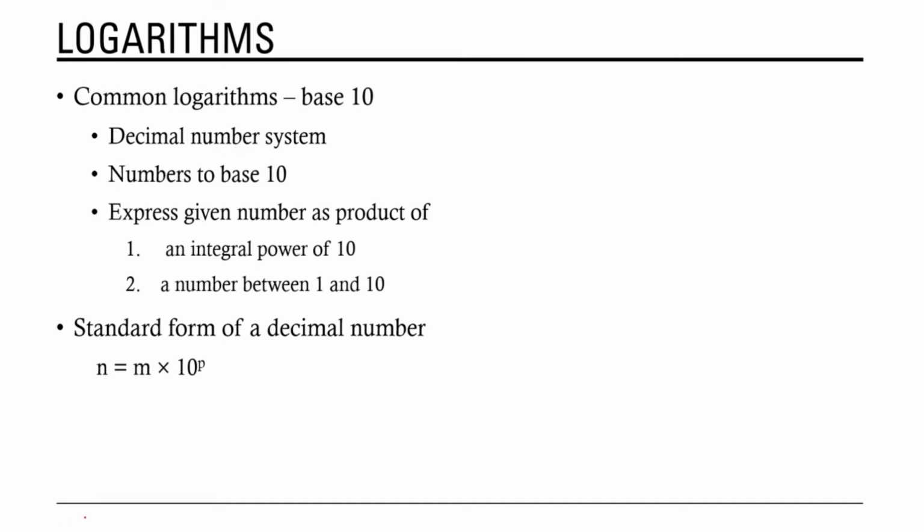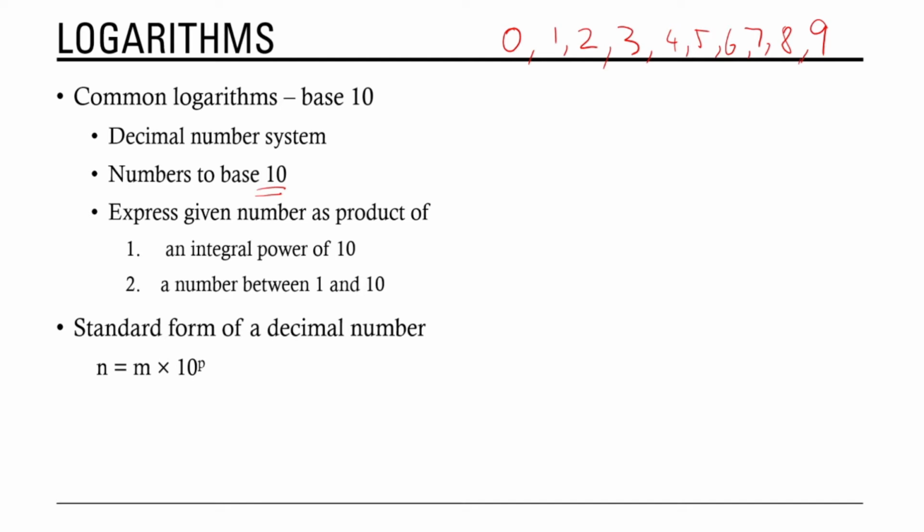As I already mentioned, common logarithms are written to the base 10. The reason being, we usually use the decimal number system. Under this decimal number system, we use the digits 0, 1, 2, 3, 4, 5, 6, 7, 8 and 9, all these 10 digits, while writing any number, and all these numbers are written to the base 10. So, that is why we usually use common logarithms for our calculations.